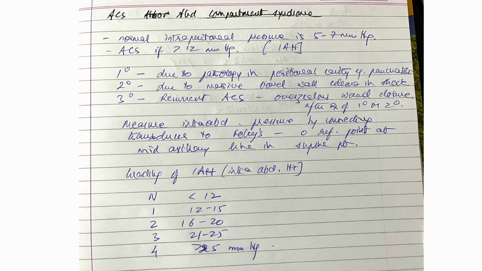And tertiary is a recurrent ACS. This is due to overzealous wound closure after treatment of primary or secondary. We measure intra-abdominal pressure by connecting a transducer to the Foley catheter, and the zero reference point would be at the mid-axillary line in a supine patient. The grading of IAH: normal is less than 12, grade 1 is 12 to 15, grade 2 is 16 to 20, grade 3 is 21 to 25, and grade 4, that is very high in IAH, is more than 25 millimeters of mercury.